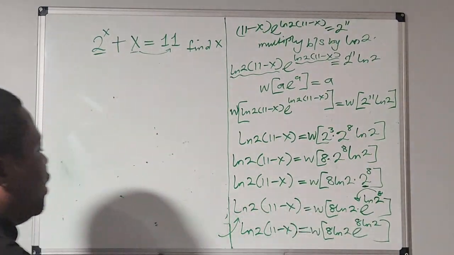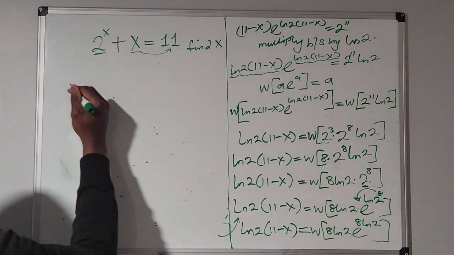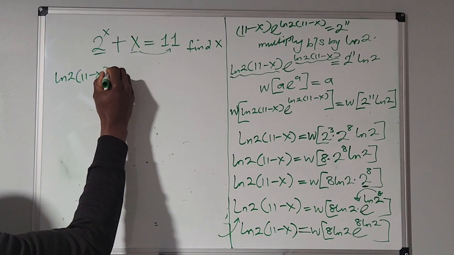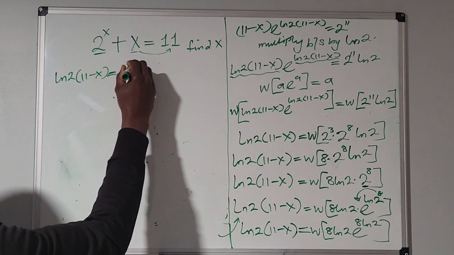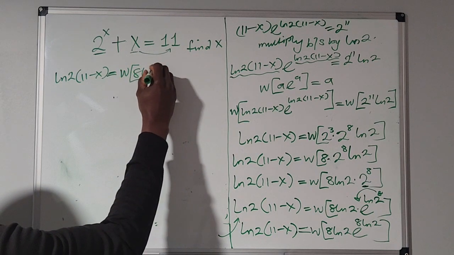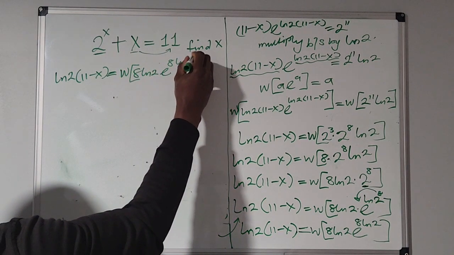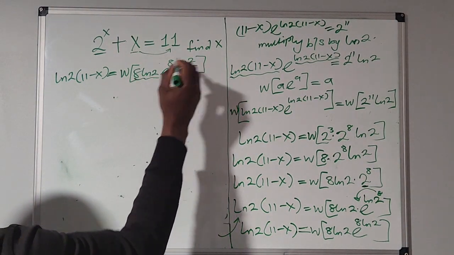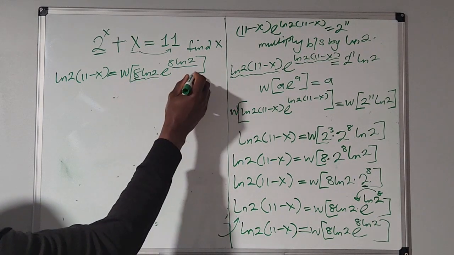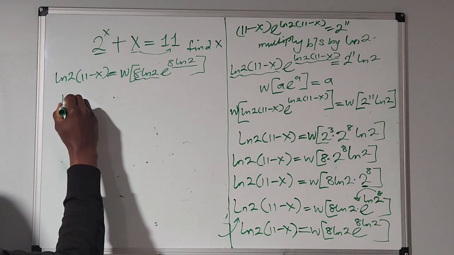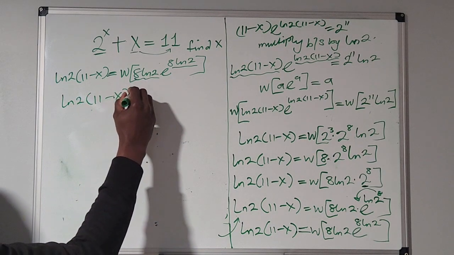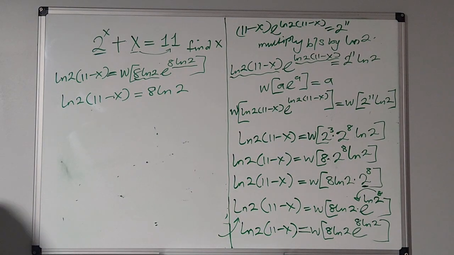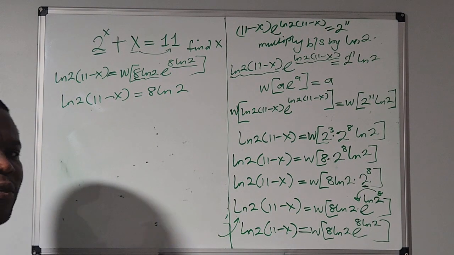Now, what we have here is ln(2^(11−x)) equals W, the Lambert's formula, of 8 ln 2 e raised to the power 8 ln 2. Okay, now we have same thing on this side and also on the base and also on the power. So this Lambert rule applies, and this becomes ln(2^(11−x)) equals 8 ln 2. So now this is in a very simplified format.